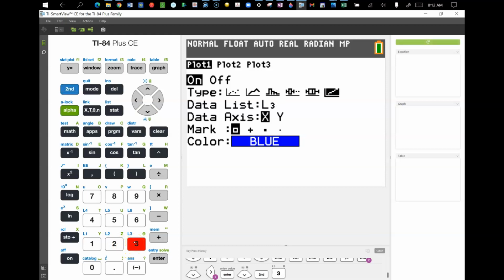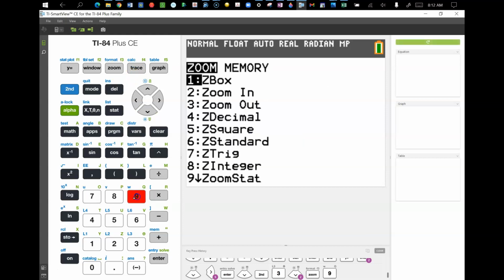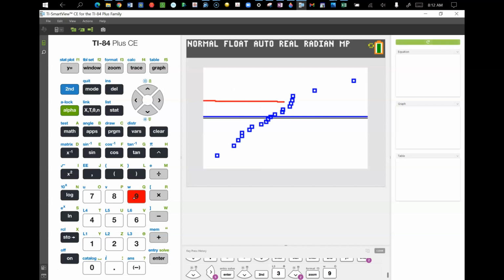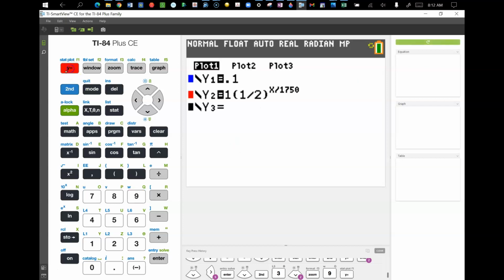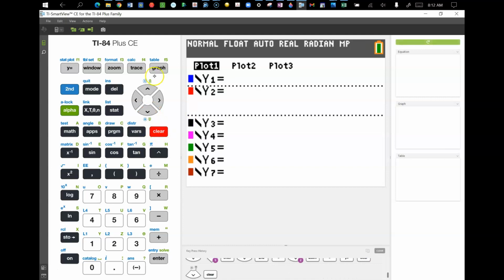The data axis could be the x or the y axis. I usually put it on the x axis. Doesn't matter. The mark, I would use one of the bigger ones, not the small dot, because it'll be hard to see the small dot. And then hit zoom 9. So when you hit zoom 9, and I've got some other stuff in there I need to get rid of, I will clear that stuff out and then graph it again.